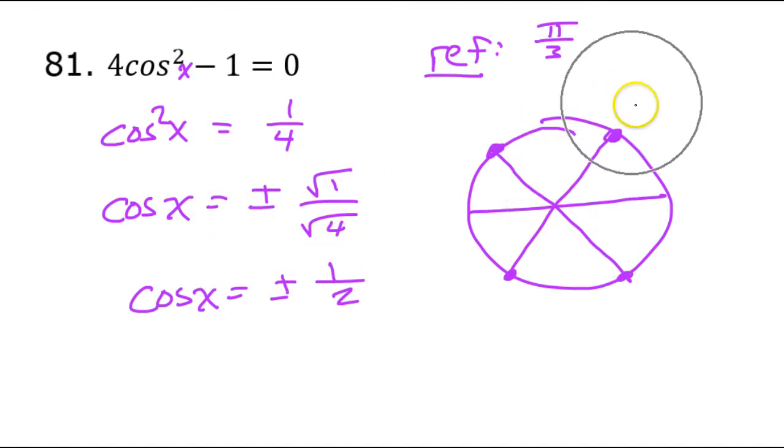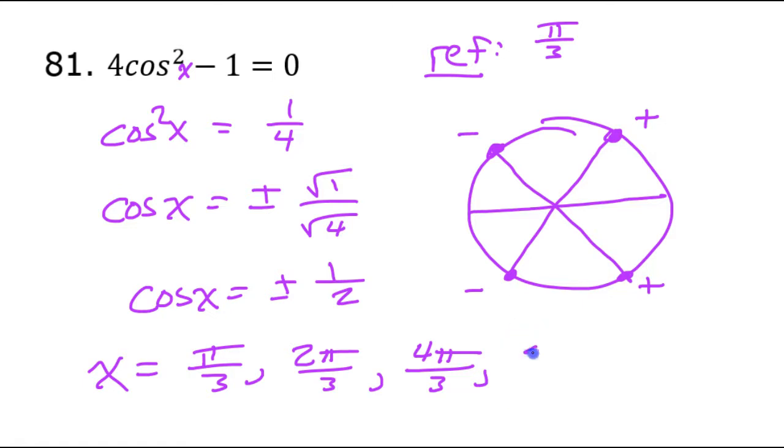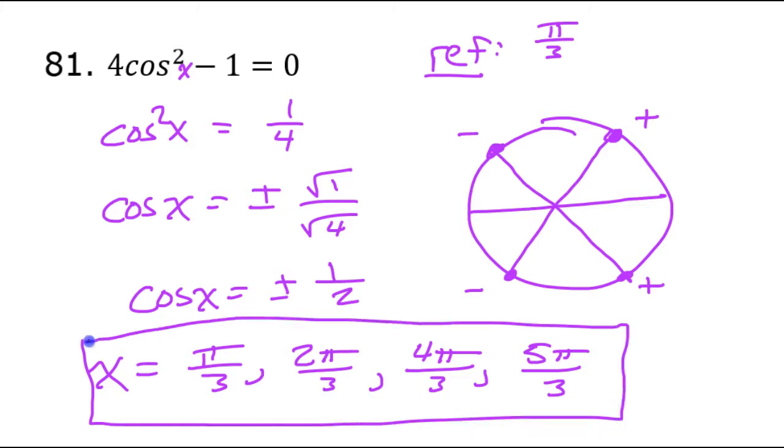Cosine is an x value, so it will be positive in the first and fourth quadrant. It will be negative in the second and third quadrant. But since we want plus or minus, we want them all. So x is going to equal pi over 3 itself, and 2 pi over 3, and this is 4 pi over 3, and 5 pi over 3. All right, so that's the solution to number 81.